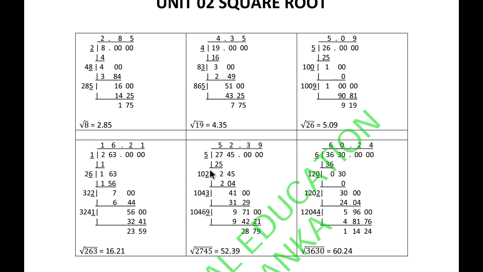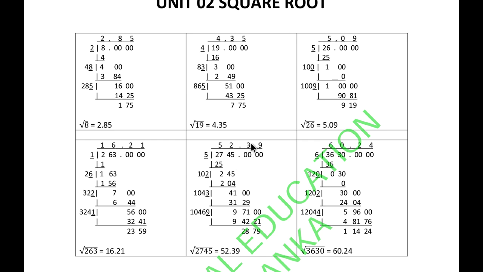You can't put 3 here, right? It's 3 times 103, no? That's 309. That is more than. So suitable number will be 2. So 204. So subtract. It's 41. So take another 2 zeros. 4100. Then 52 multiplied by 2. It's 104. Put a blank.